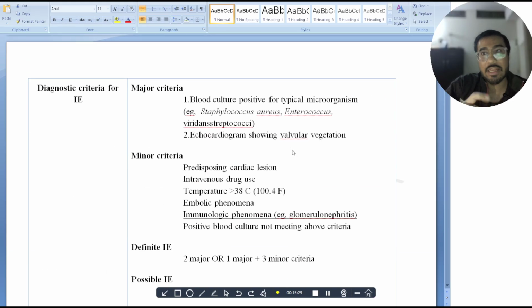So, what is the criteria for diagnosing? The two major ones I told you. Obviously, it's going to make sense. The presence of vegetations, that's a no-brainer. And the second one is when you do a blood culture, you grow organisms. So it represents bacteremia, which is the number one cause behind infective endocarditis. You just need one of these two. And other than that, if you get two minors, you're good to go for infective endocarditis.